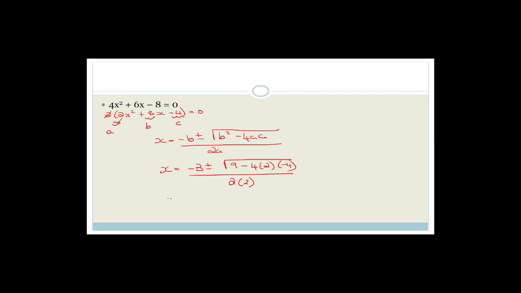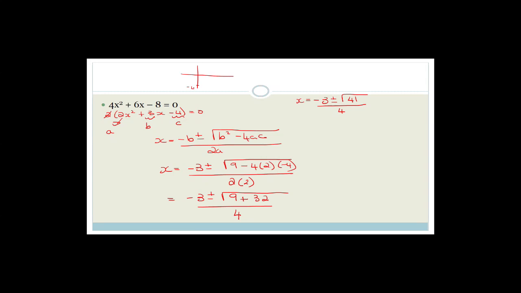2, which is going to be minus 3 plus or minus the square root of 9, minus times minus is a plus, 4 times 2 is 8, times 4 is 32. 4 times 4 is 16, times 2 is 32, over 4. So do you agree we've got x is equal to minus 3 plus or minus the square root of 41 all over 4? So do you agree that we've got a happy graph going through minus 4?